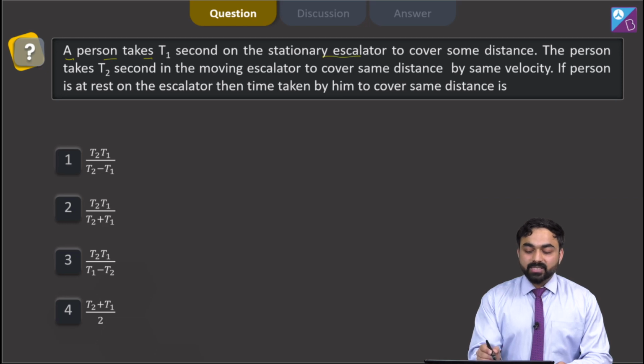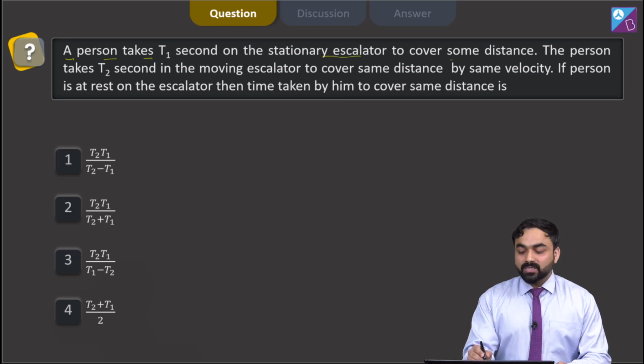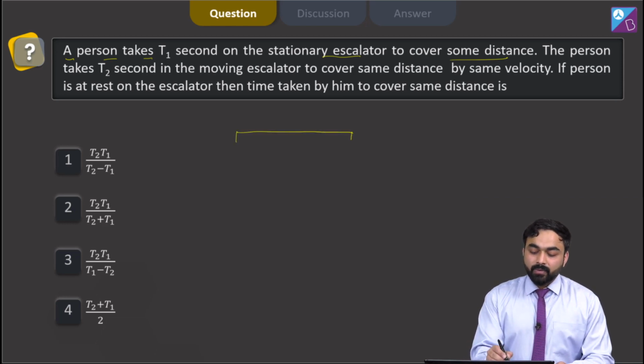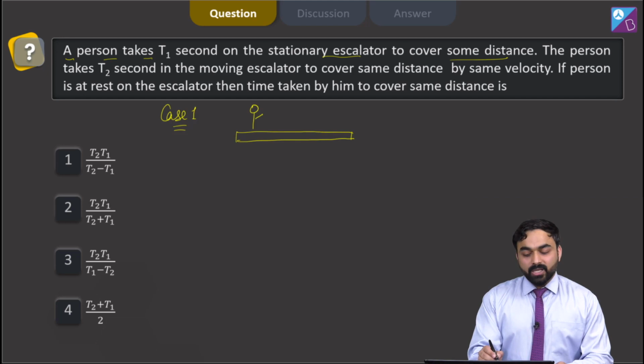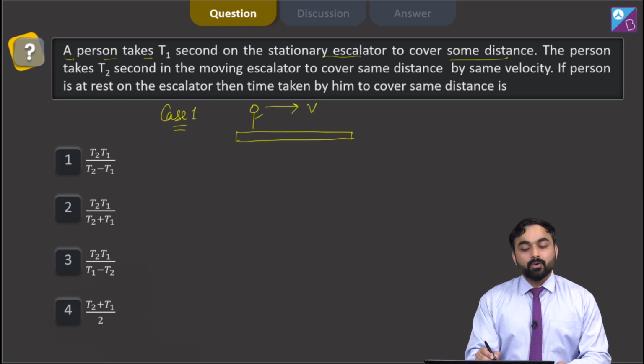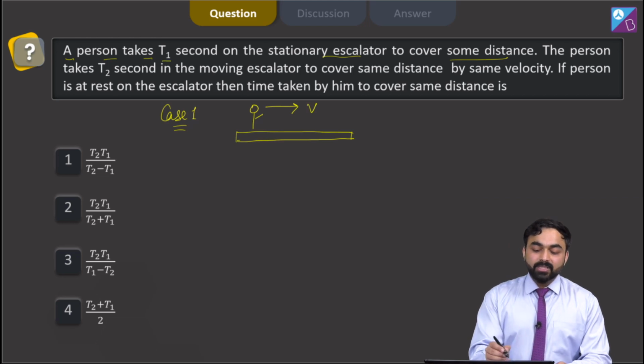on the stationary escalator to cover some distance. Okay, so the escalator here in case number 1, escalator is stationary and the man is moving with a velocity v. Okay, the time taken by him is t1.